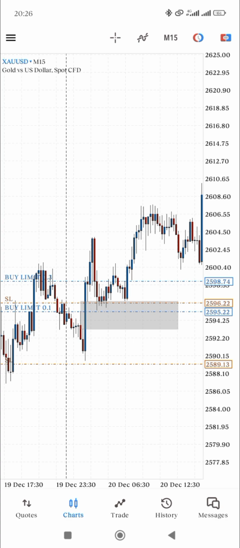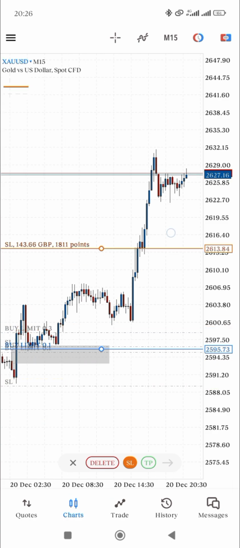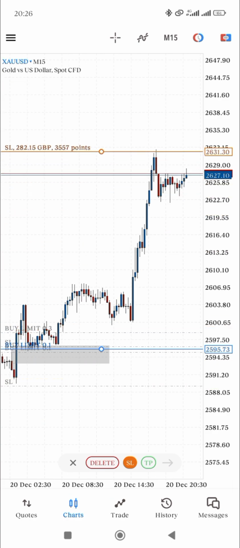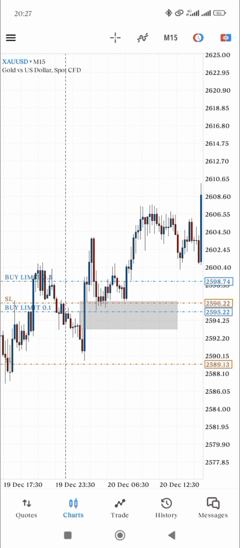And then I chose the second one. I chose to use the second one, which is the lower one, as my entry. And as you can see, it was missed, right? I wouldn't say it failed, it was missed, because price still went ahead to give $200 in profits using that particular entry with the lot size I was using.